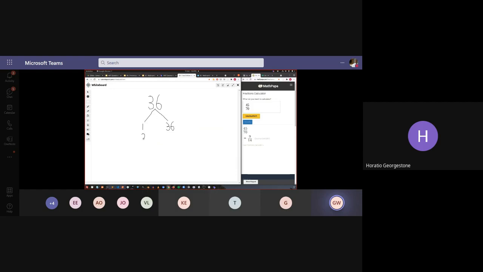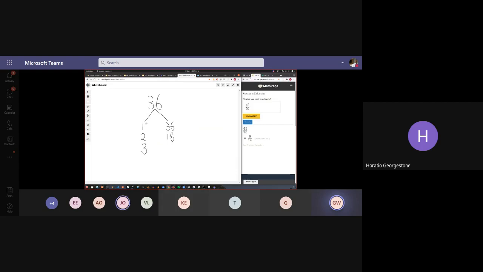Does it divide by 2? Now, hopefully you know that it's an even number, and all even numbers divide by 2 to give a whole number. And in this case, it's 18. You could always use the calculator to do that division if you wanted to. Does it divide by 3?